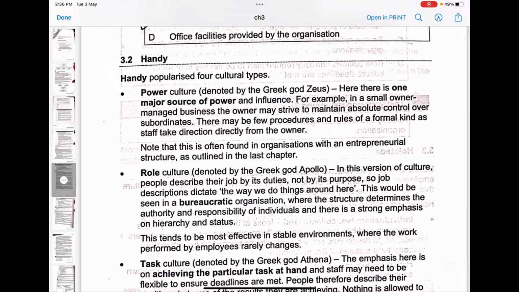Here there is one major source of power and influence. For example, in a small owner-managed business, the owner may strive to maintain absolute control over subordinates.